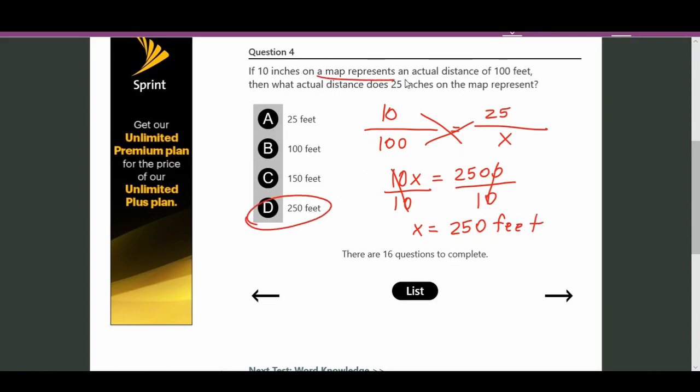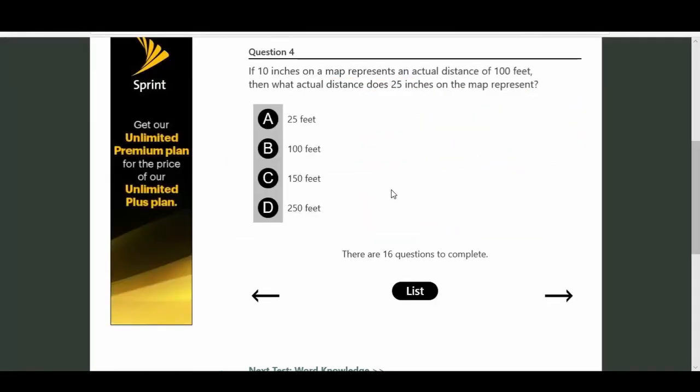Whenever you see a problem with maps, distances, and scales, this is your setup. That's all you have to do. These problems will become automatic. You'll say, oh, I've seen that question type before. I got to set up cross multiplication, and I'm going to move on. Now, sometimes these cross multiplication products get very hairy, especially if they throw a decimal in there, but just work your way through it and you'll get the problem right. So that was question number 4.